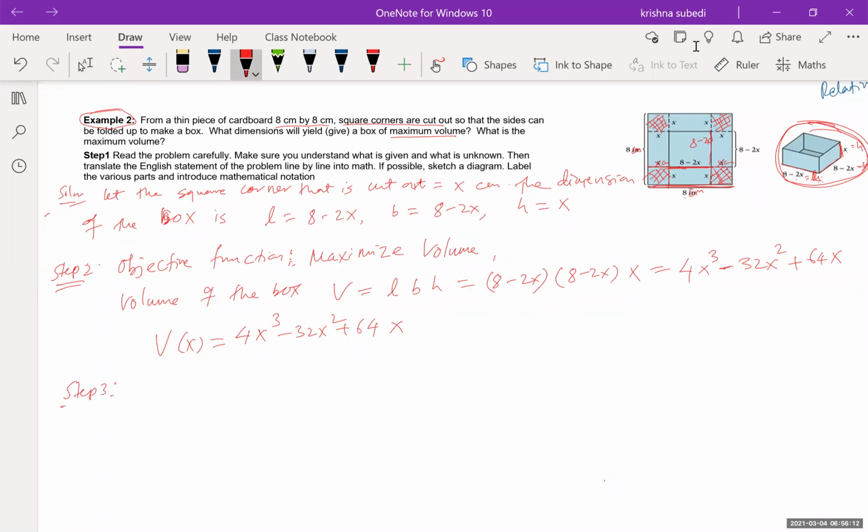Step 3. Now find the derivative, which gives me 12x squared minus 64x plus 64. Guys, I think you can do it by yourself. Take a couple of minutes and try to complete the rest by yourself, okay?